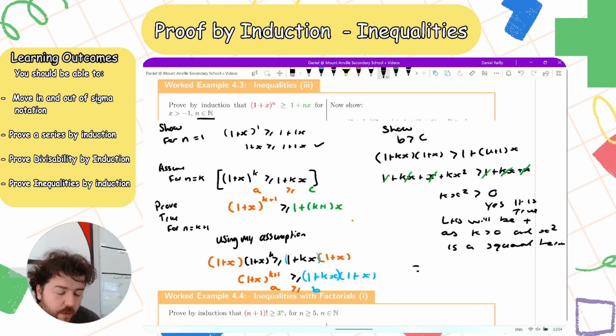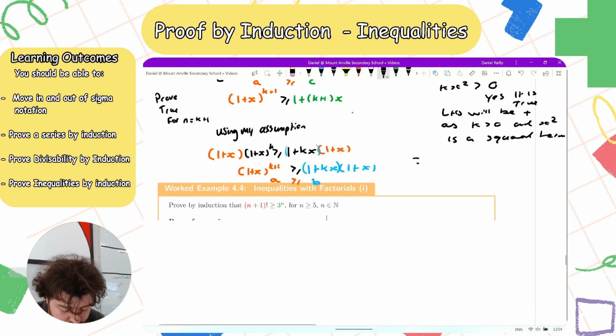So therefore, then you do a whole little spiel there. It's like proven true for n equals 1, assume true for n equals k, therefore proven true for n equals k plus 1, therefore proved by induction for all values of n, elements of natural numbers.